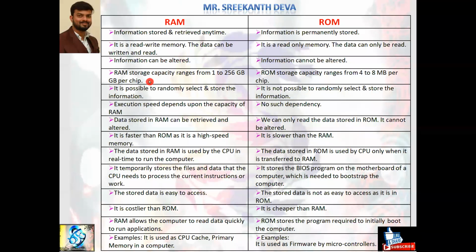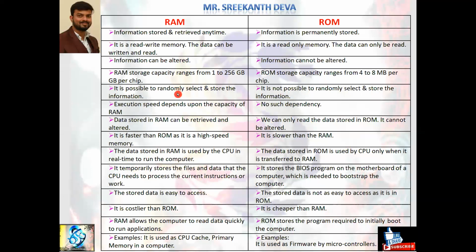Coming to RAM, RAM storage capacity ranges from MBs to GBs. Yesterday's session I told you about 512 MB, 1 GB, 2 GB, 4 GB, 8 GB, and so on, in the form of GBs. The size varies from MB to GB. Simply we can say capacity ranges from MB to GB. Coming to ROM, the storage capacity ranges from 4 to 8 MB per chip.